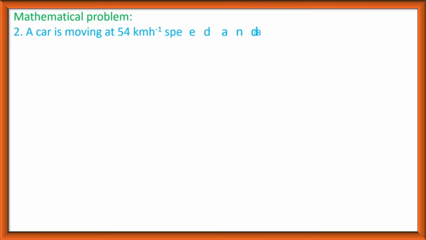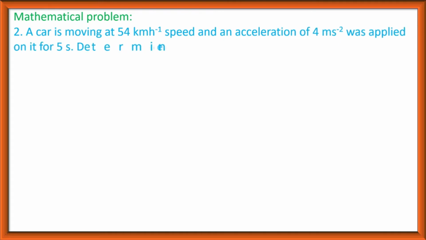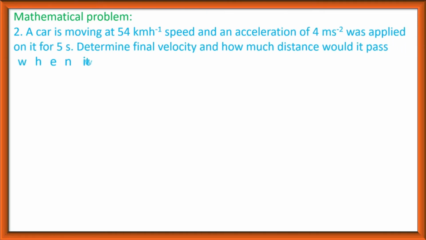Now our second problem: a car is moving at 54 km per hour speed, and an acceleration of 4 meter per second square was applied on it for 5 seconds. Determine the final velocity and how much distance it would pass during the acceleration period. Our given information is initial velocity 54 km per hour and acceleration 4 meter per second square, and this acceleration period is 5 seconds. We have to determine the final velocity and distance during this acceleration.